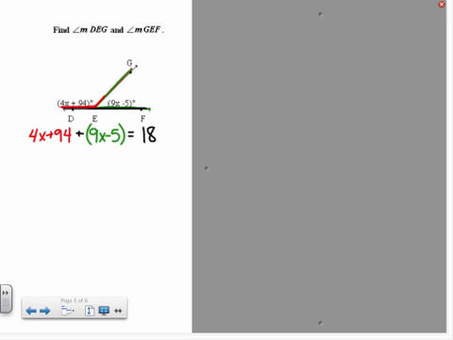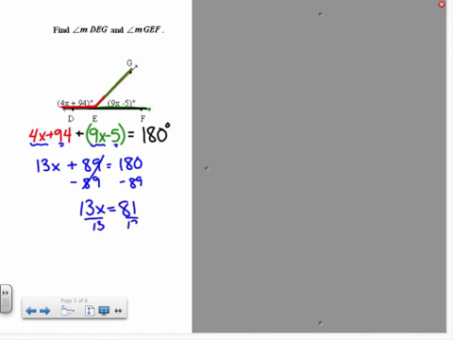Since I'm just adding, I can drop the parentheses. Then I'll combine like terms 4x and 9x, and 94 and negative 5. Now my equation is 13x plus 89 equals 180. Subtracting 89 from both sides leaves me with 13x equals 81. And then dividing by 13 gives me my answer of x equals 7.